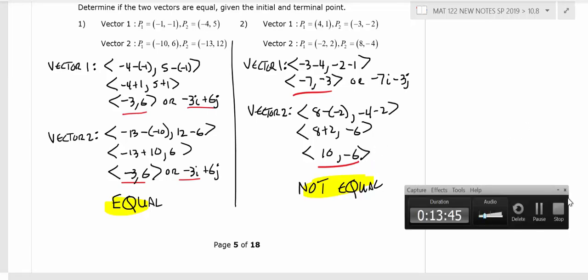are not equal. Okay, so that'll wrap up the second part of this, where you're just looking at taking a vector and putting it in standard and component form and determining if two vectors are equal. Two vectors are only equal if they have the same magnitude and direction. So in this kind of example, they had to turn out to have the same component form. Okay, that'll wrap it up.